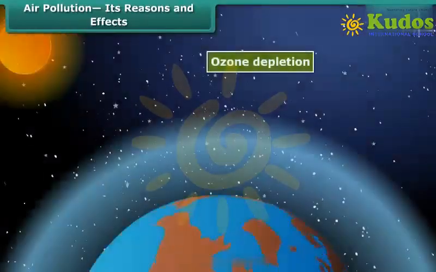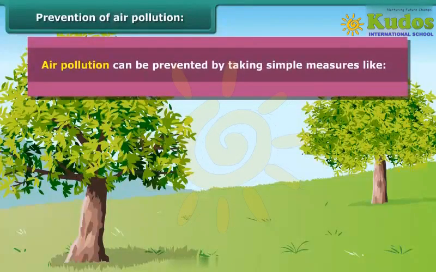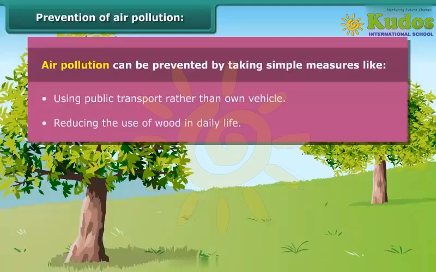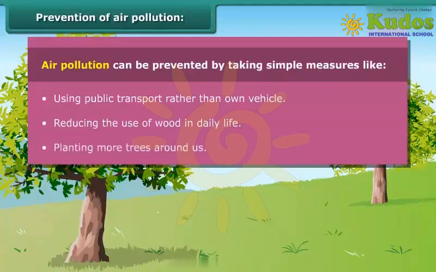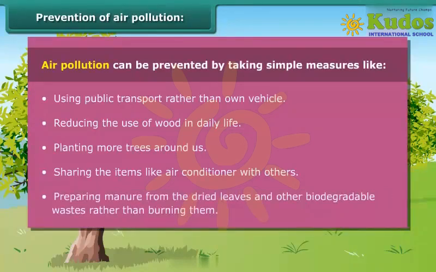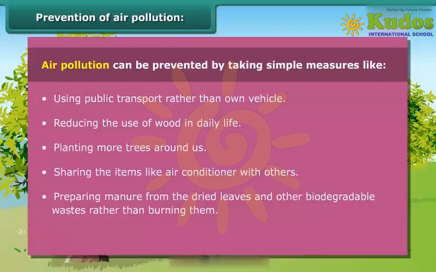Air pollution also creates global problems such as ozone depletion by gases like chlorofluorocarbon and global warming by carbon dioxide. Air pollution can be prevented by taking simple measures like using public transport rather than your own vehicle, reducing the use of wood in daily life, planting more trees around us, sharing items like air conditioners with others, preparing manure from dried leaves and other biodegradable wastes rather than burning them, and reducing the use of perfumes, deodorants, etc.